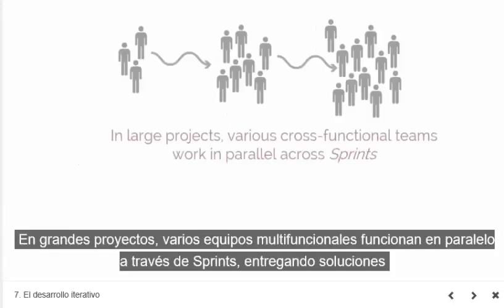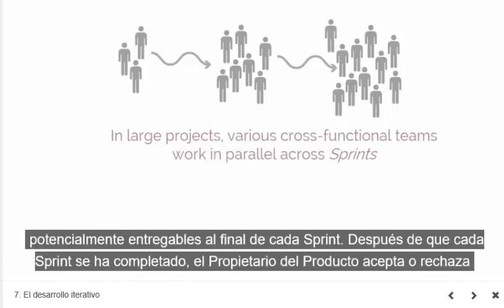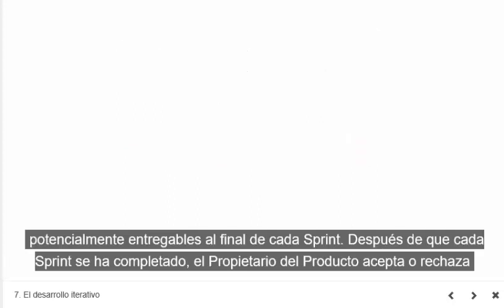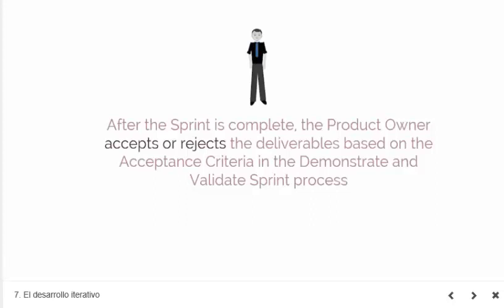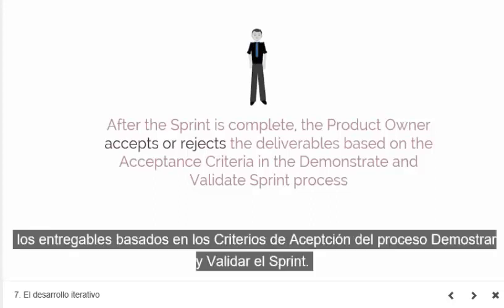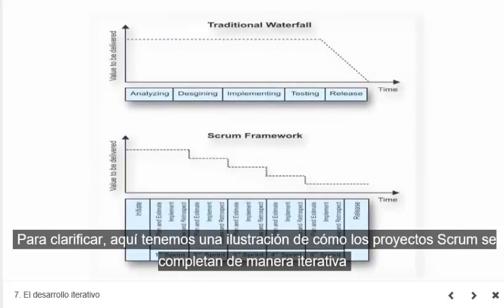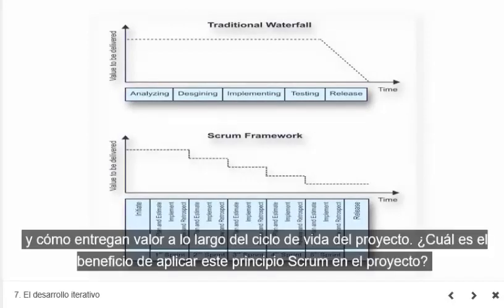In large projects, various cross-functional teams work in parallel across sprints, delivering potentially shippable solutions at the end of each sprint. After the sprint is completed, the product owner accepts or rejects the deliverables based on the acceptance criteria in the Demonstrate and Validate Sprint process. To clarify, here we have an illustration depicting how Scrum projects are completed in an iterative manner and how they deliver value throughout the life cycle of the project.